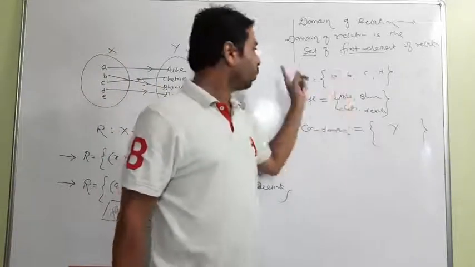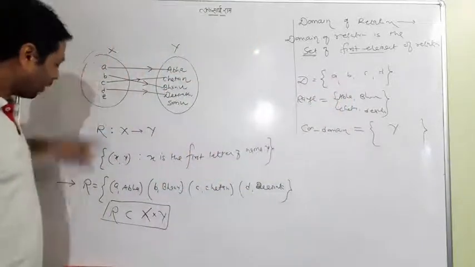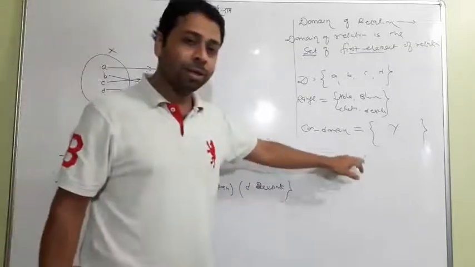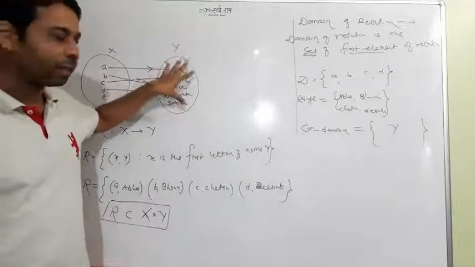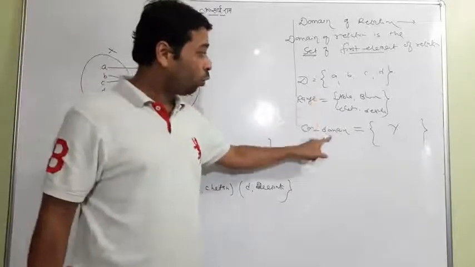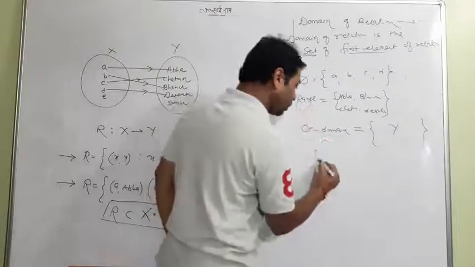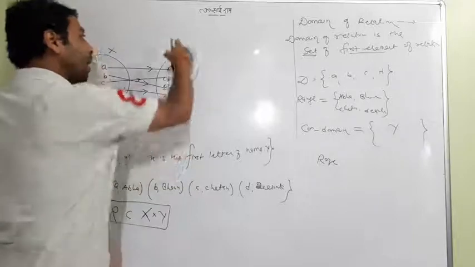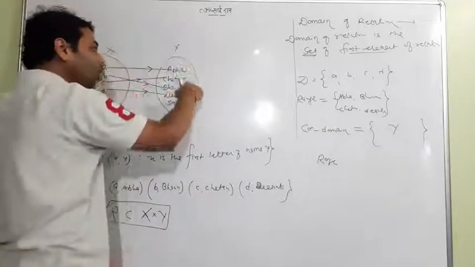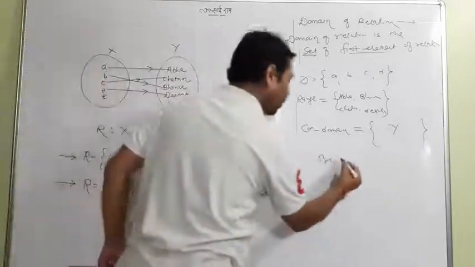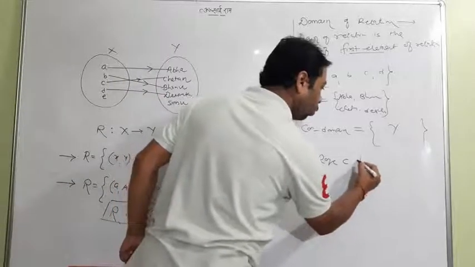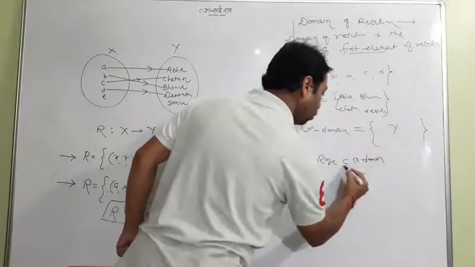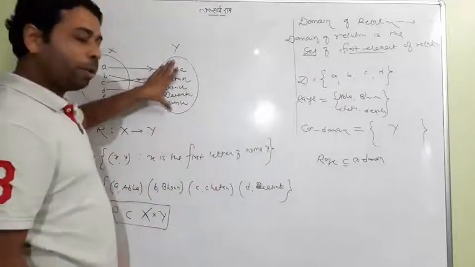So keep in mind, what is domain? First elements of the relation. What is range? Second elements of the relation. And what is codomain? Definitely the whole second set. Look at range and codomain: range is always a subset. Range is Abha, Chetan, Bhanu, Deepak, and codomain is the whole. So range is always a subset of the codomain. It may also be equal; range and codomain may be equal.